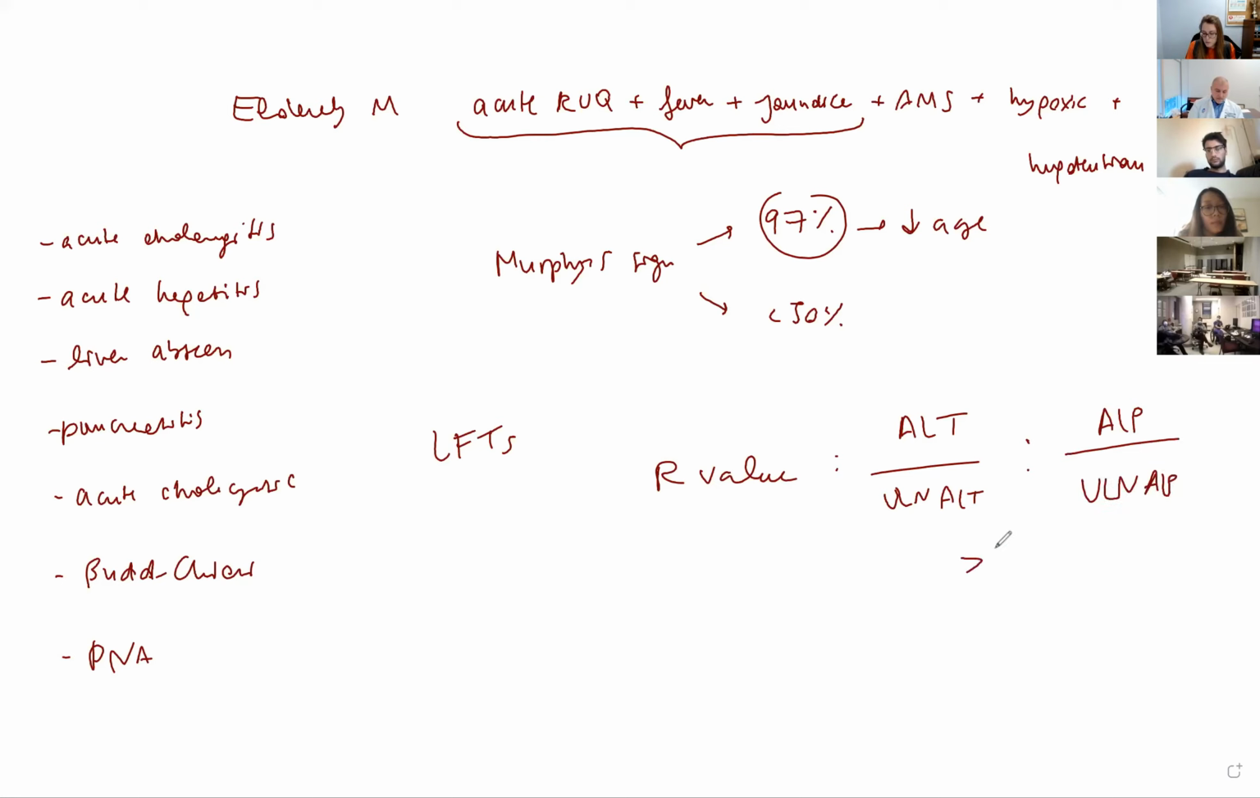If this value is more than or equal to 5, then we know it's more from the liver, so it's hepatocellular. If it's less than 2, then it's a cholestatic issue. If it's between the two, then it's a mixed pattern, okay? So now let's go back to the case. You can resume your screen sharing and let's see what happened to the patient first.